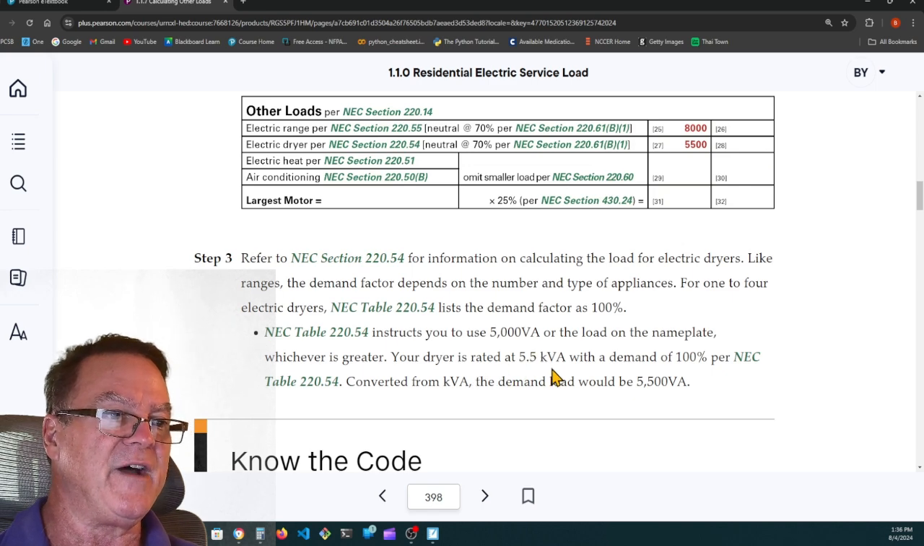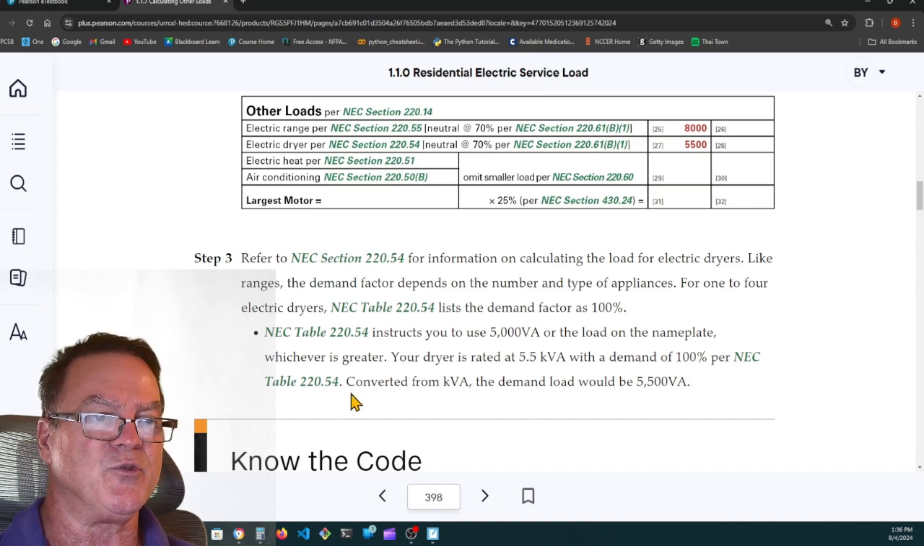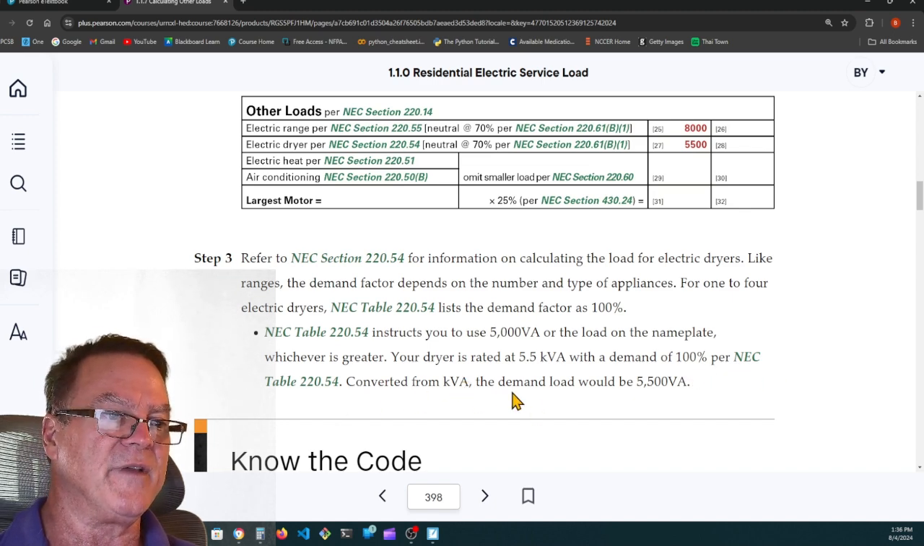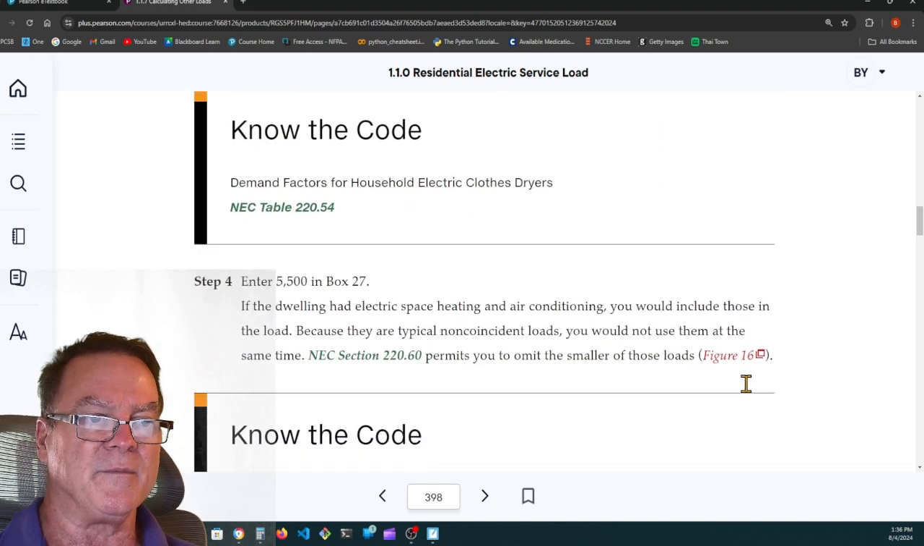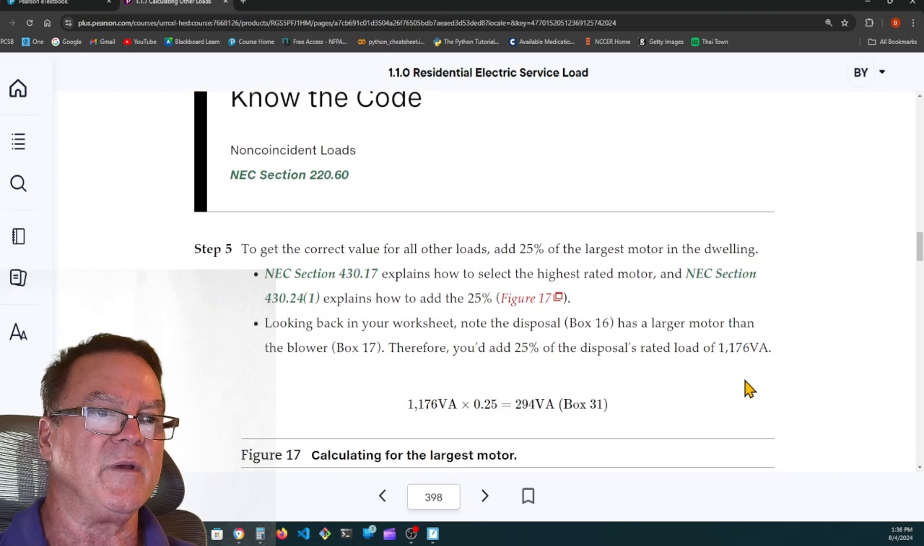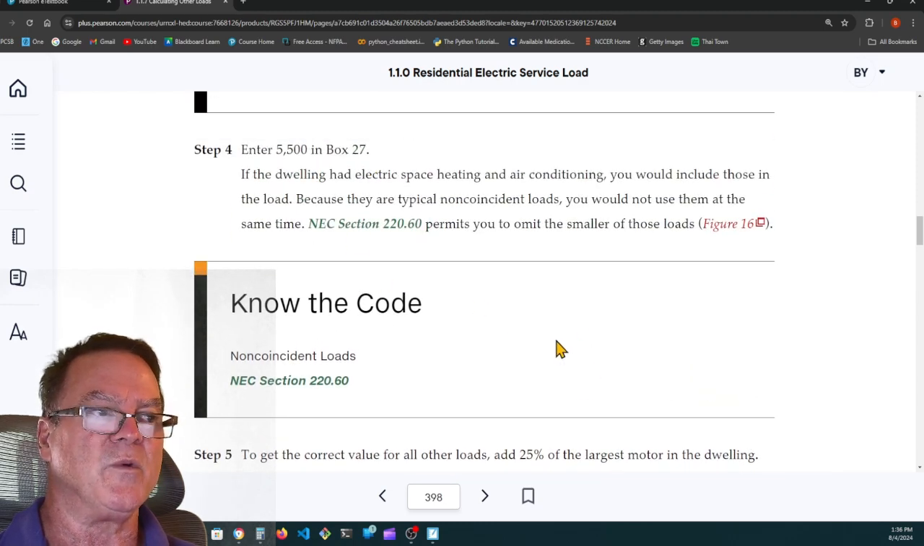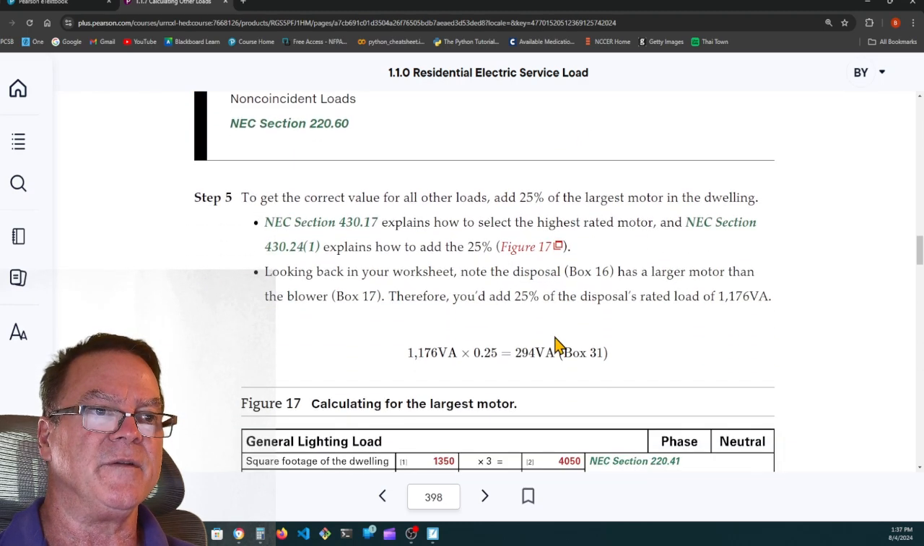Your dryer is rated 5.5 kVA with a demand factor of 100% per table 220.54. Converted from kVA, the demand load would be 5,500 volt amps. So we enter that in box 27, 5,500.